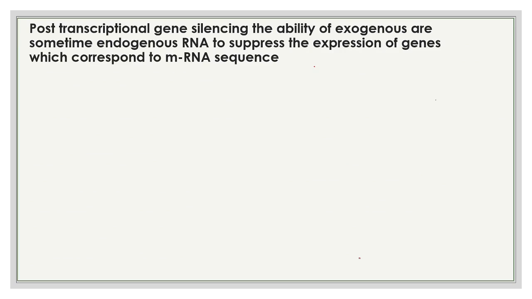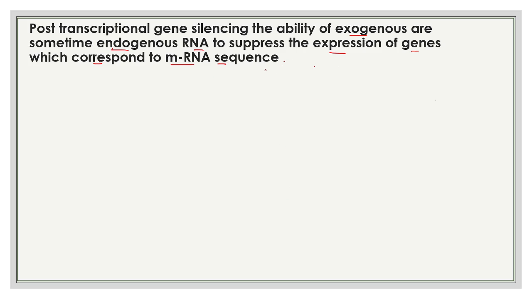Now next, the post-transcriptional gene silencing. So what is post-transcriptional gene silencing? It is the ability of exogenous or sometimes endogenous RNA to suppress the expression of the gene which corresponds to the mRNA sequence. What does it mean? It means if we want to suppress the expression of a particular gene, we have to break down the mRNA sequence or we block the mRNA sequence. So how do we block the mRNA sequence? We block it exogenously, or the cell itself blocks it, that is endogenously.